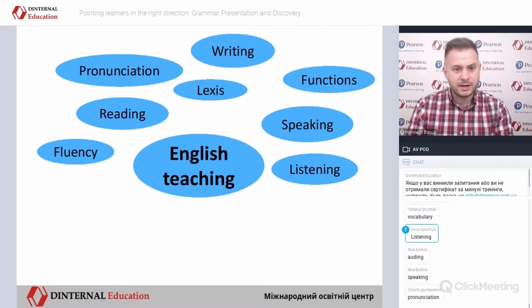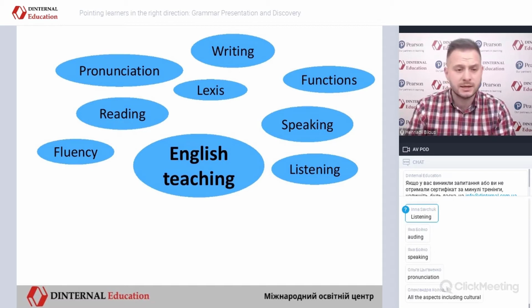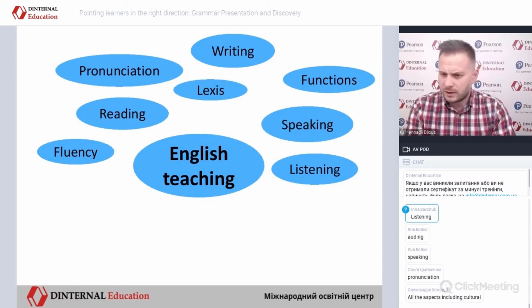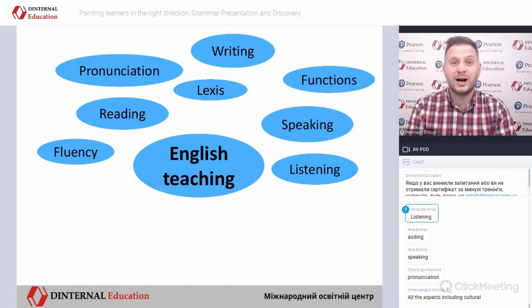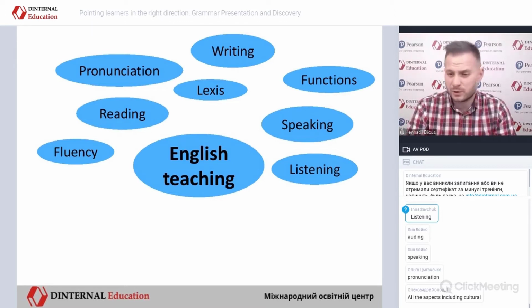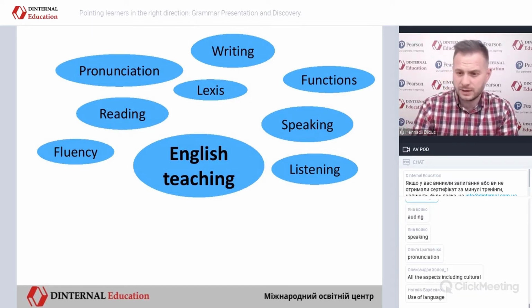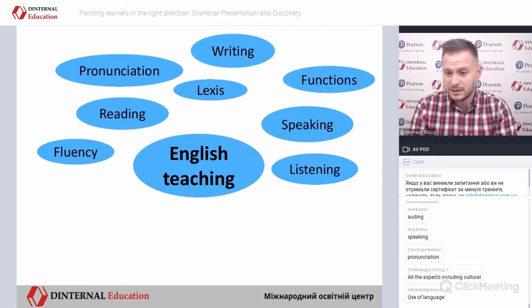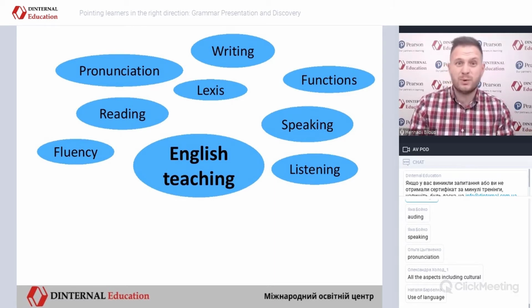You've named many of the ones I have on the slides. Yes, you could add functions there and fluency and whatnot. And Alexandra mentioned all the aspects, including the cultural aspect, which is very, very important as well. Thank you, Alexandra, for that. Yeah, good. Use of English, Natalia is writing, which is both vocabulary and grammar, right?